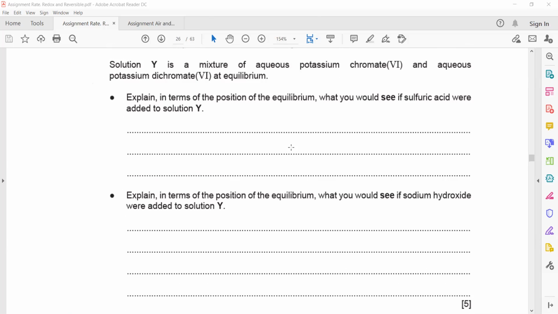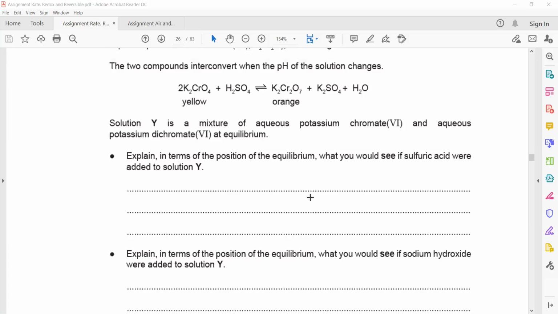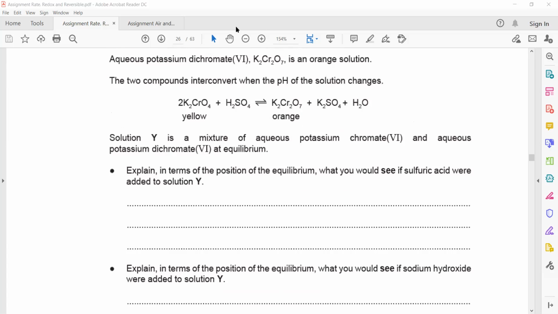And what would you see, in terms of position of equilibrium, if sodium hydroxide is added? In this question, you don't see sodium hydroxide anywhere as a reactant or product. So what you have to do is check which substance can react with sodium hydroxide. Which substance among the reactants or products can react with sodium hydroxide? Sulfuric acid, H2SO4. This sulfuric acid will react with sodium hydroxide, so the amount of sulfuric acid will decrease. The equilibrium will shift towards the left-hand side and you will observe a yellow color.